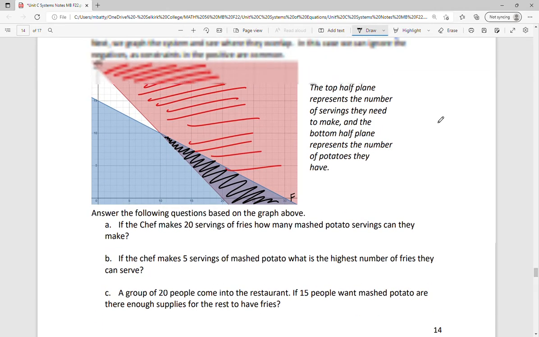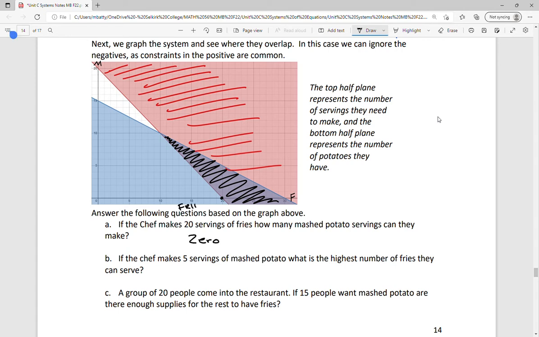So in answering these questions and applying our understanding, if you as the chef make 20 servings of fries, how many mashed potatoes could you make? So you could read off here, right? If we make 20 potato servings, we're going to make 0 servings of mash. So remember, fries are on the bottom. That's where the F is, right? And mashed is on the Y. And so at 20 on the X, we've got 0 on the Y. Same thing reading off the graph.